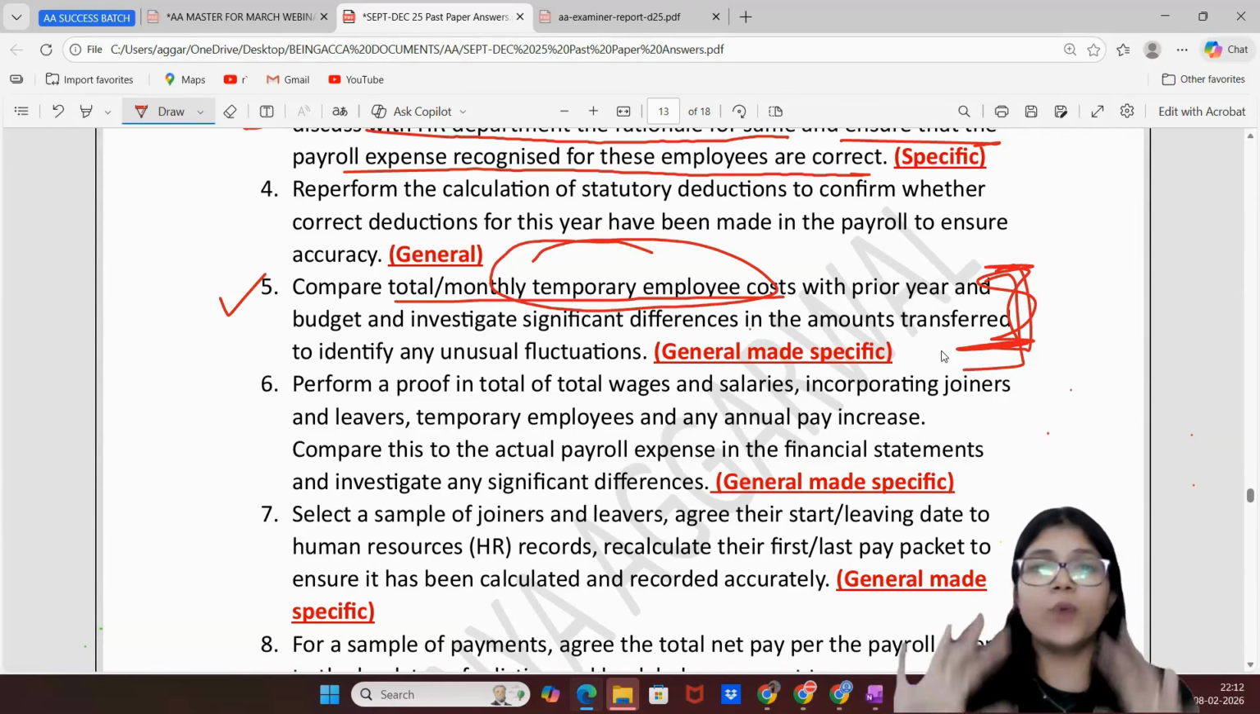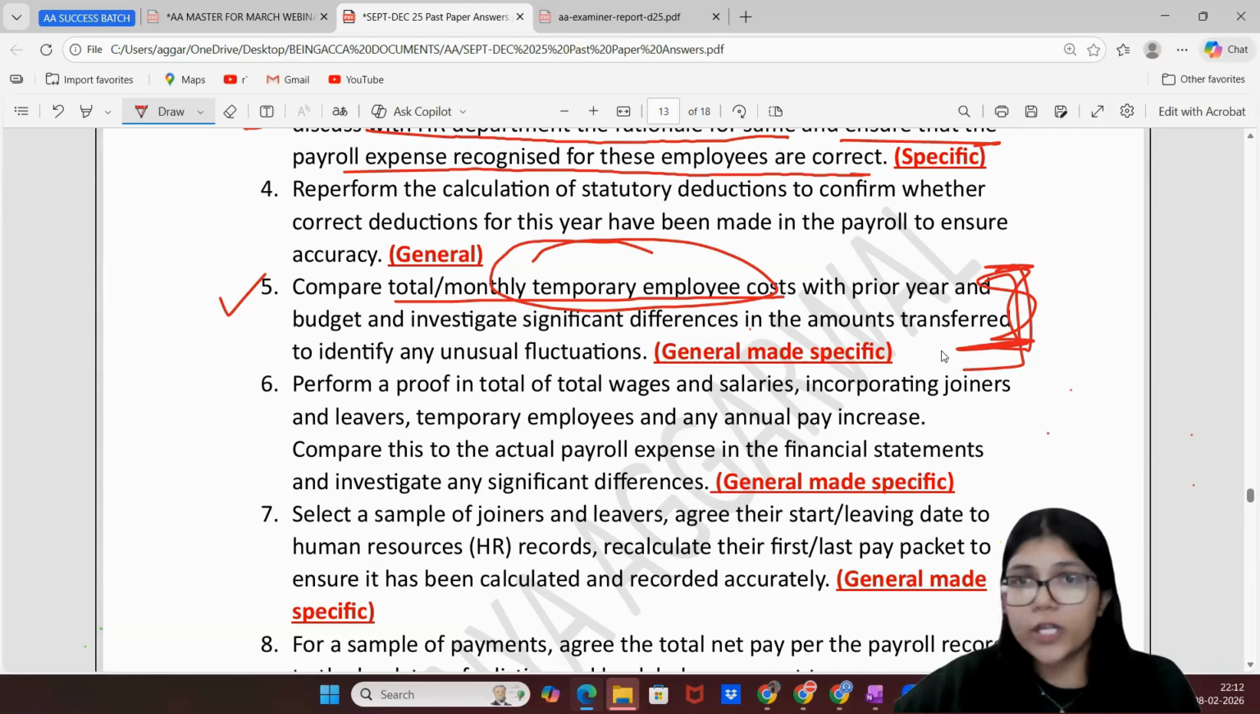So even if you have learned, it's not an issue until and unless you know the art of converting into specific, which is not difficult at all. You are just using the words from the question to make it case specific.